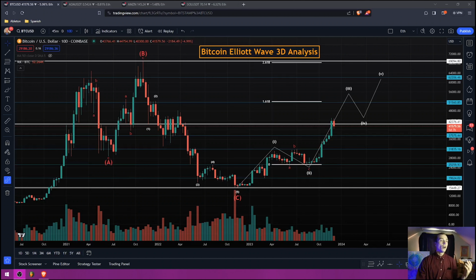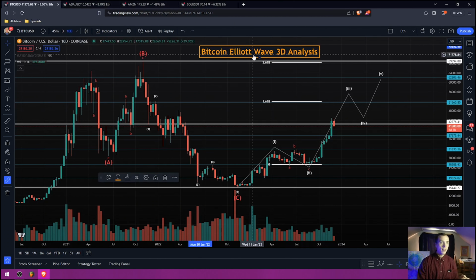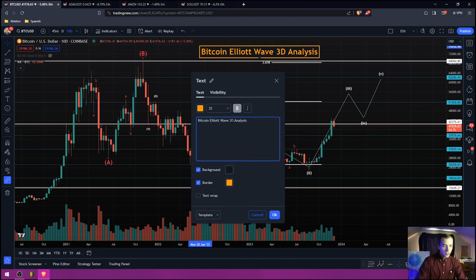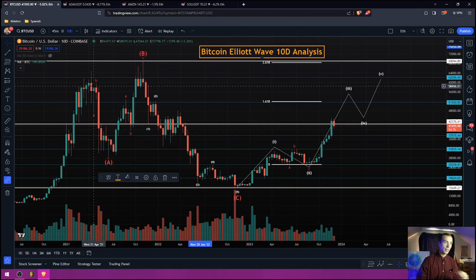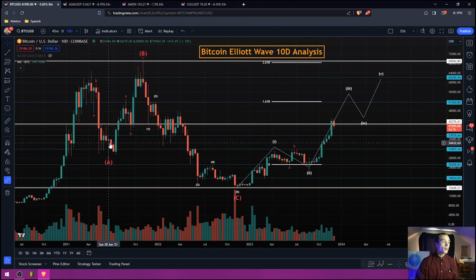So you guys, we're going to start off with Bitcoin here today. Let's look at the 10-day candlesticks first, even though it says 3-day analysis on here, because I was doing charts earlier, so we can just change that really fast. So these are 10-day candlesticks. Each candlestick represents 10 days' worth of time.